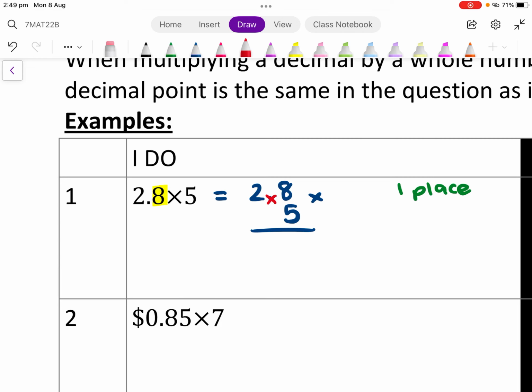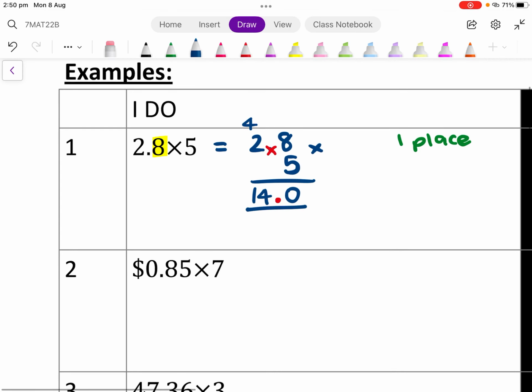We then just want to go what is 5 times 8, which is 40. So we put a 0 here, our 4 up above. 5 times 2 is 10 plus 4 is 14. And then we place our decimal point so that we have one number after our decimal point, so that our answer is 14.0.